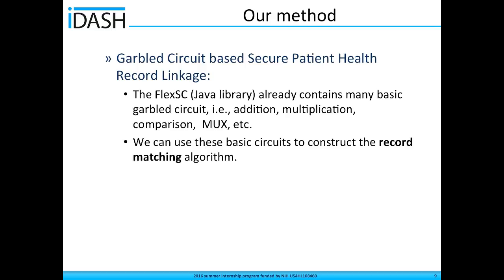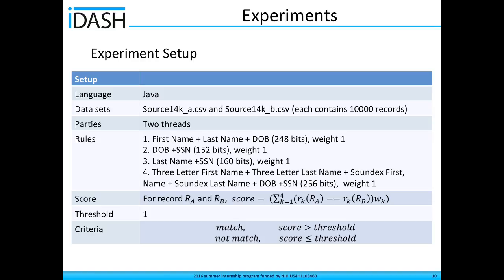So here is what we have implemented: patient record linkage based on the GC method, and we use FlexSC, which is a Java library that already contains many basic garbled circuit functions like addition, multiplication, and comparison. Based on these basic circuits, we can easily construct the record matching algorithm. Then these slides have some experiment information about our experiment on the garbled circuit patient linkage method.